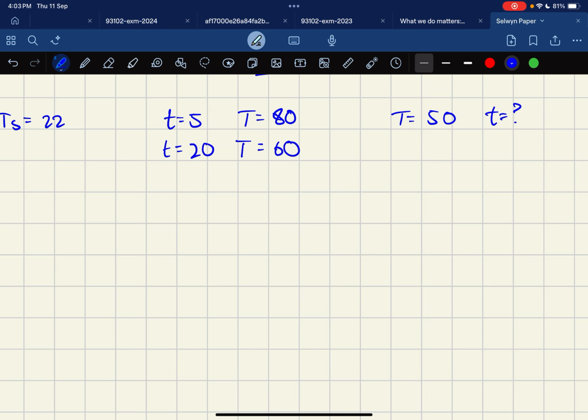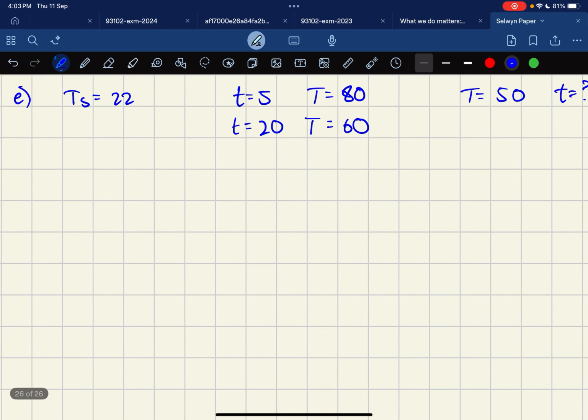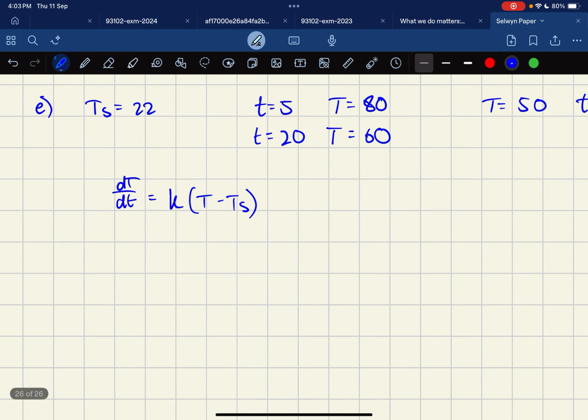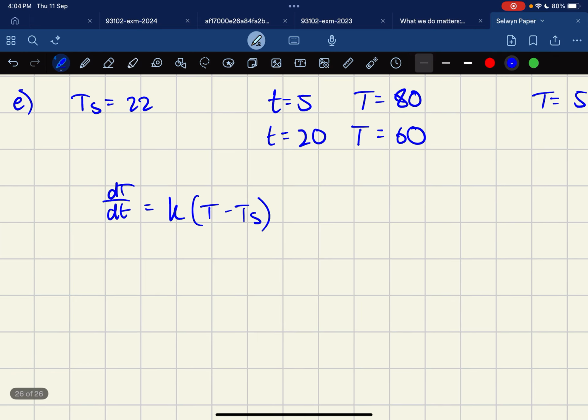And we've been told that the rate of change of the temperature of the pie at any instant of time is proportional to the difference between the temperature of the pie and the temperature of the room. So dT/dt is equal to k times the temperature of the pie minus the temperature of the surroundings. We need to solve this differential equation using the information we've been given, and we know that the temperature of the surroundings is 22.